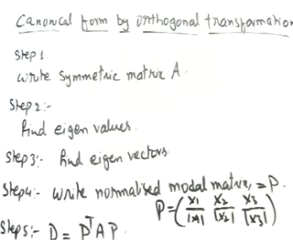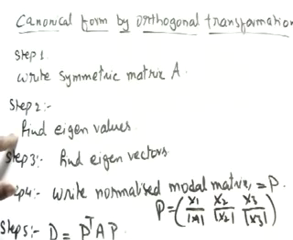Inshallah, in today's class, we are going to discuss reducing the matrix to canonical form by orthogonal transformation. First, let me see the steps. In the first step, write the symmetric matrix A. How we will do it, let me see in the example.